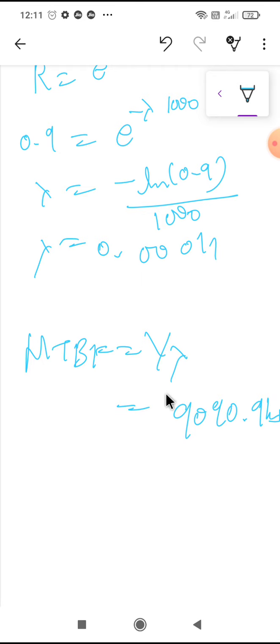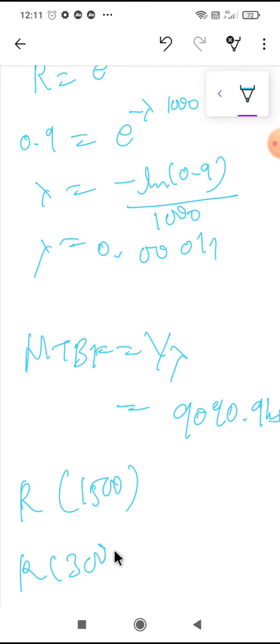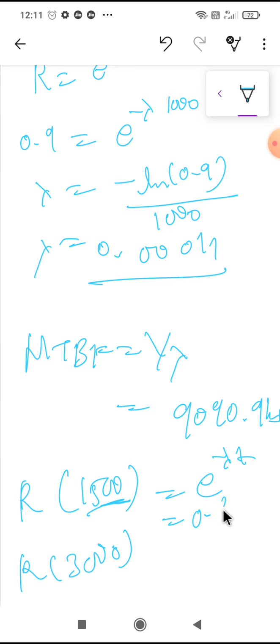And another question is asked. What will be the reliability of an item for an operating time of 1500 hours and 3000 hours? As we know the formula, that is e raised to minus lambda t. We have lambda, we have t, so we can find it. This answer will be 0.8521, and here the answer will be 0.7189. The same formula we can use. So this is an example where so many things are asked.